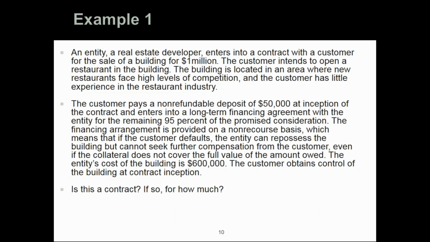The key here is that collection isn't probable. There's too much doubt about whether the customer is going to be successful and be in a position to pay back the financing, which is the bulk of the consideration that's going to be received here. So we would determine that we don't have a contract, and we wouldn't even record the $50,000 of revenue at the inception of the contract in this instance.